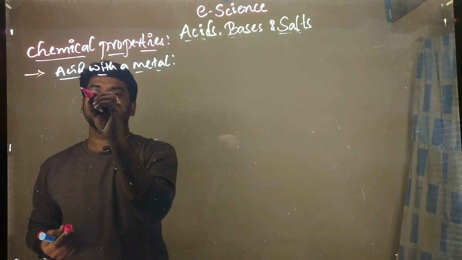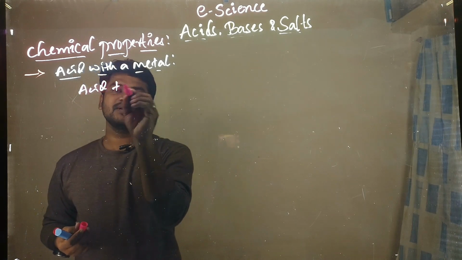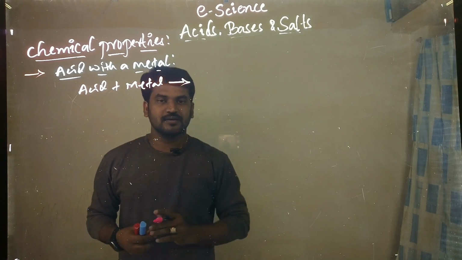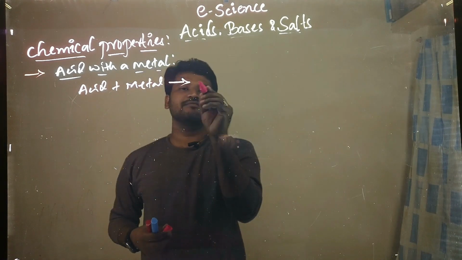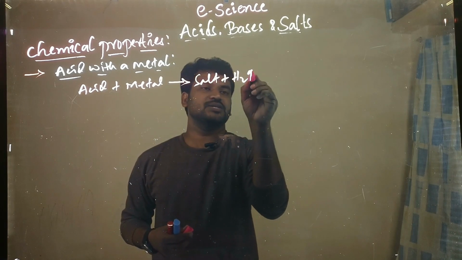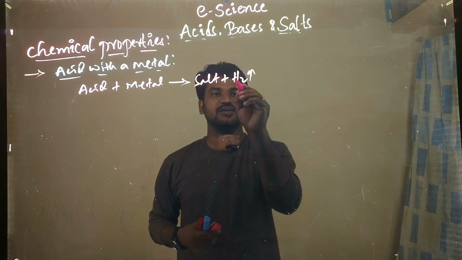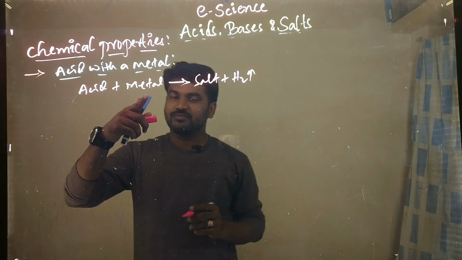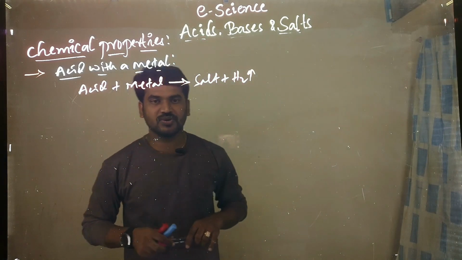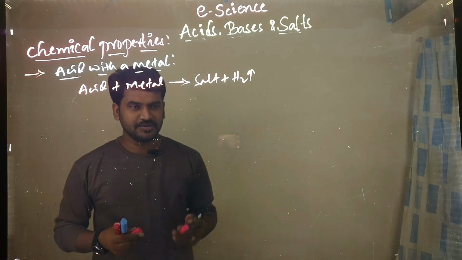Whenever an acid is reacting with a metal, we will get a salt and hydrogen gas. Whatever the metal we are taking, the corresponding salt we will get. Okay, right. Let us take an example here.